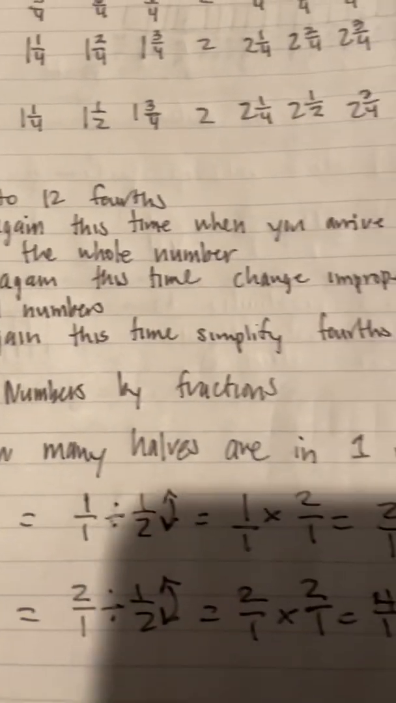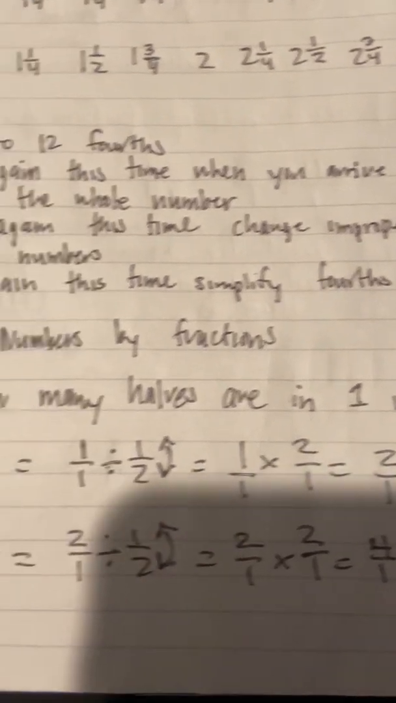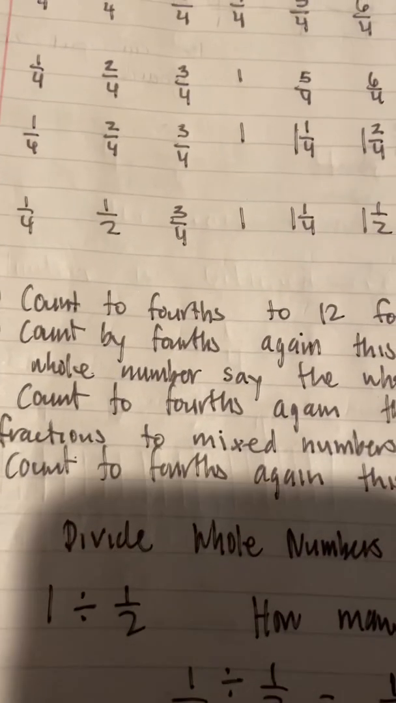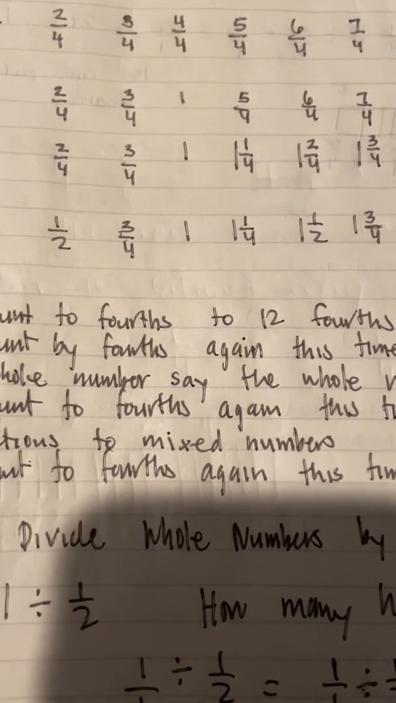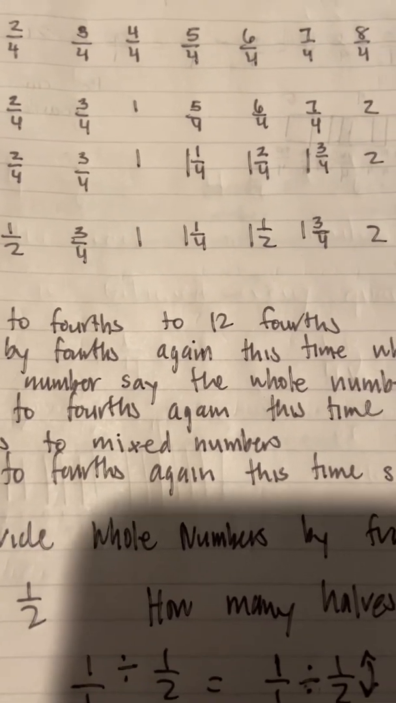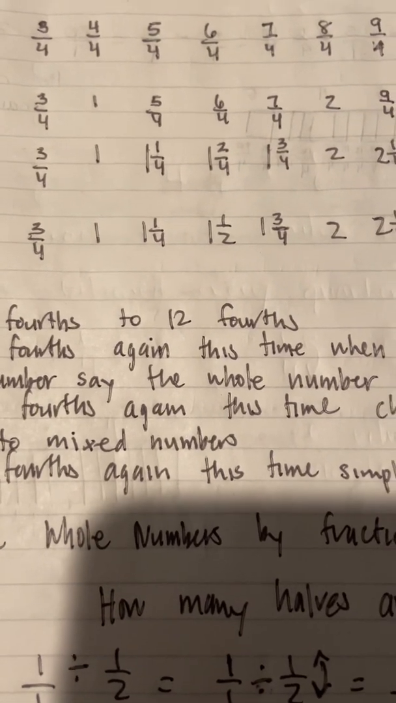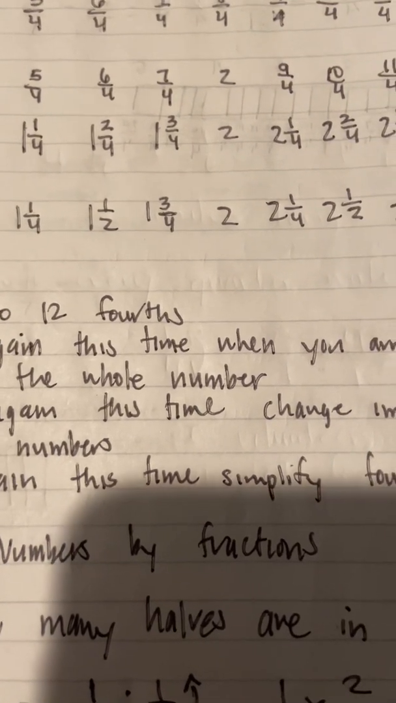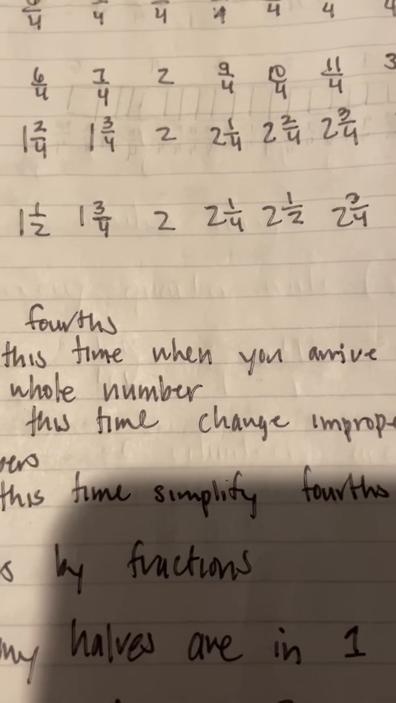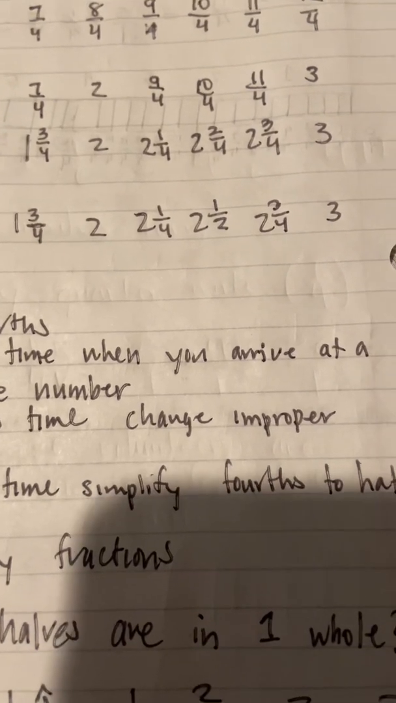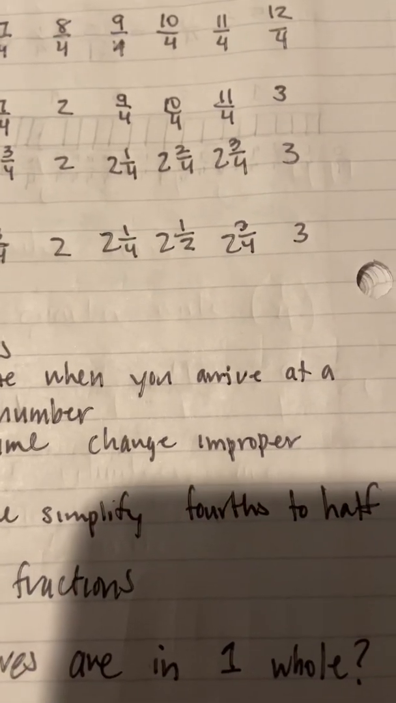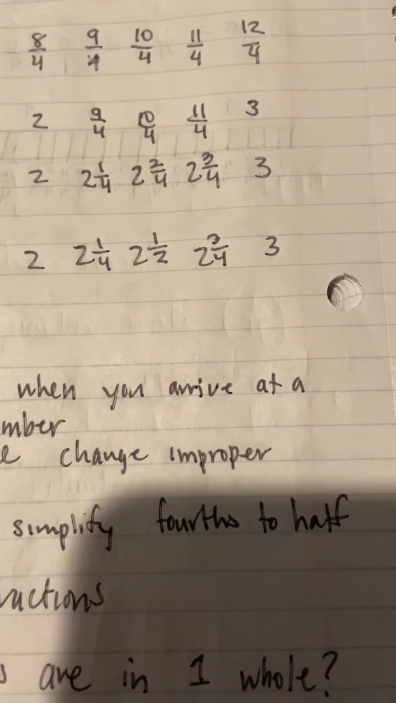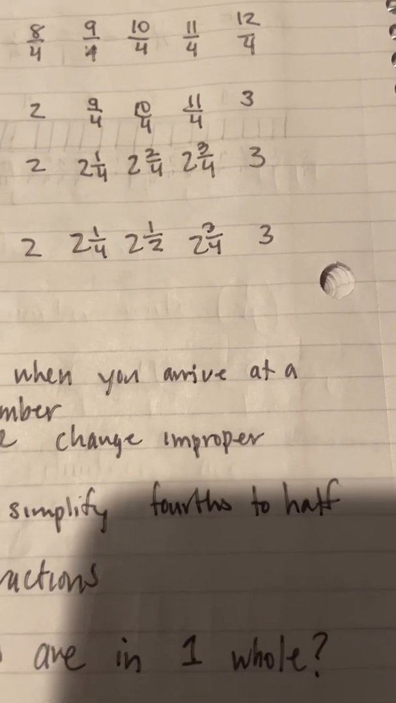Step 4. Count by fourths again. This time, simplify fourths to halves. 1/4, 2/4 is half. 3/4, 4/4 is 1. 5/4, 1 and 1/4. 6/4, 1 and a half. 7/4, 1 and 3/4. 8/4, 2. 9/4, 2 and 1/4. 10/4, 2 and a half. 11/4, 2 and 3/4. And 12/4 equals 3.